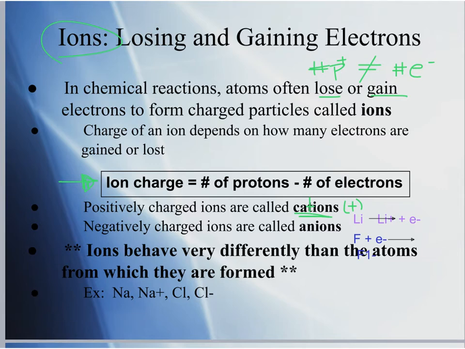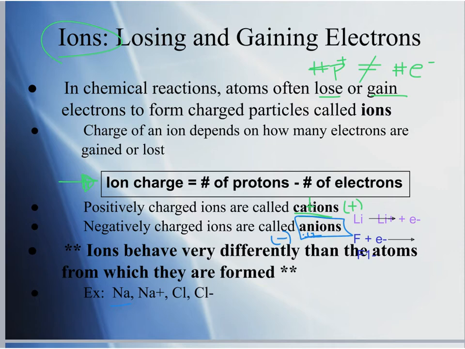Now if you subtract the number of protons minus the number of electrons and you get a negative number, that means you had more electrons in the atom, and electrons are negative. So we're going to end up with anions or negative ions. In fact, anion means a negative ion. There you go. One thing that we do need to make sure that we understand is that ions behave very differently than atoms. They do. It's weird. Just think about sodium and chlorine.